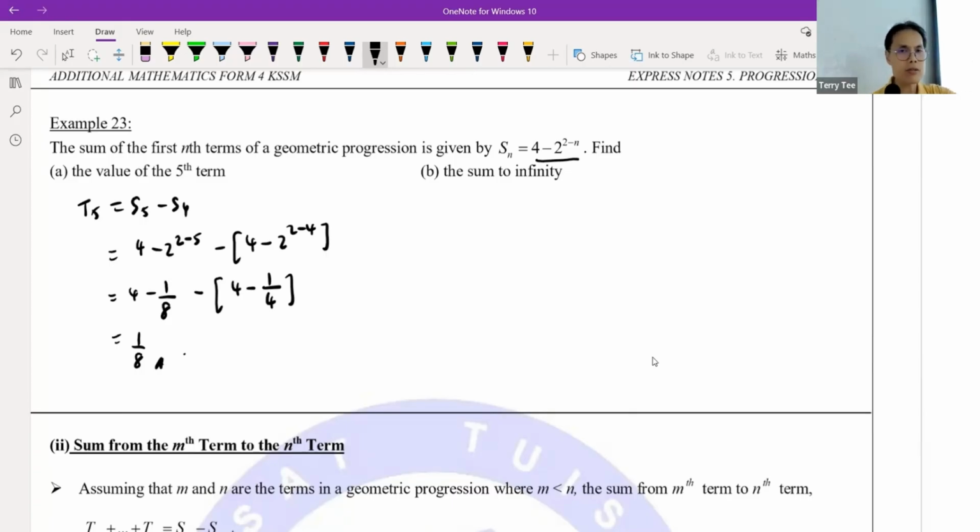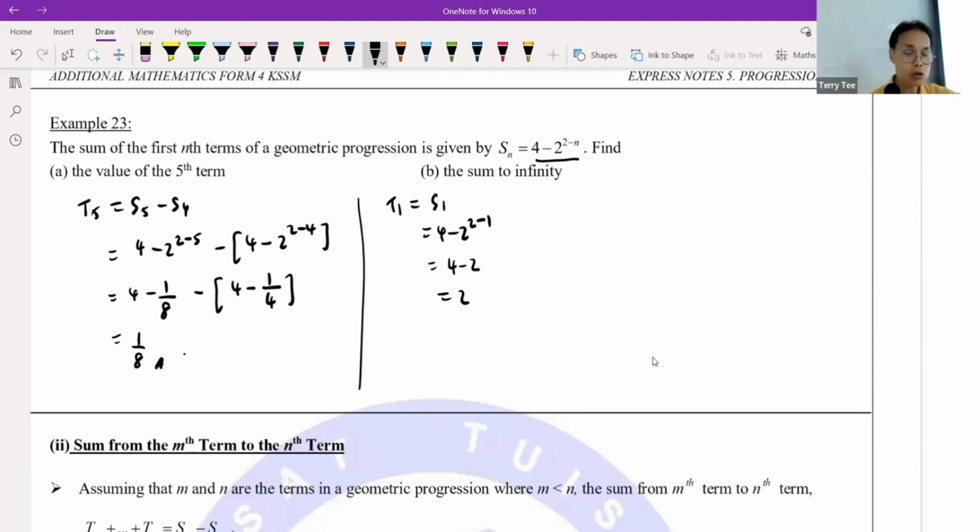Now, how do you find the sum to infinity? There are actually two ways to find the sum to infinity. A lot of people tend to find out what is your first term. Your first term, T1, is the same as S1, which is 2 minus 1. We can write 4 minus 2. It gives us 2. Now, to find your common ratio, again, a lot of people tend to find T2 divided by T1.